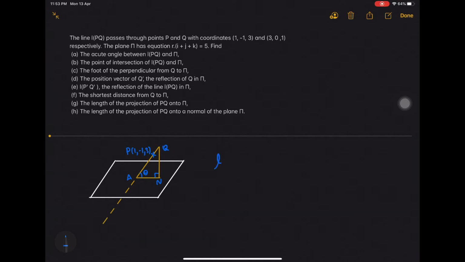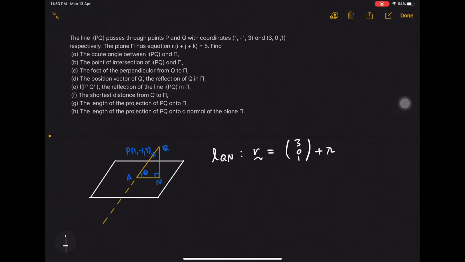So the equation of the line QN is going to be my r. I'm not going to write this as equal, otherwise it's going to be confusing for you. So we have this equation. To find the equation of the line QN, I'm going to use the coordinate of Q. Q is (3, 0, 1), and I have my direction vector. So what's my direction vector for this?